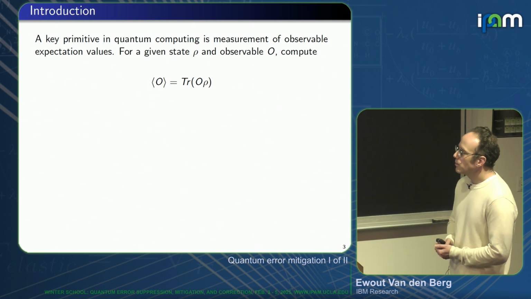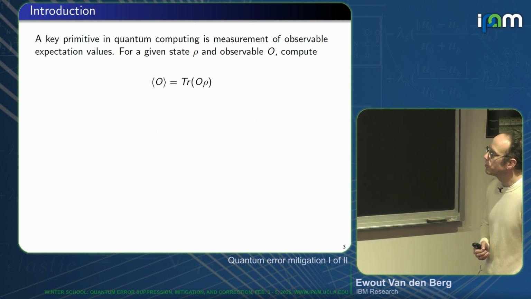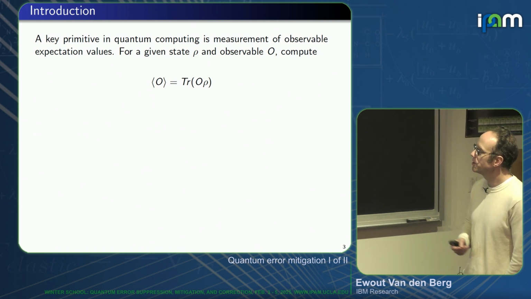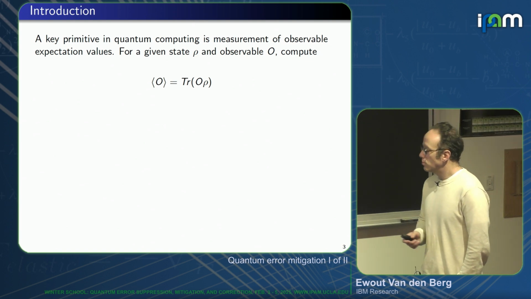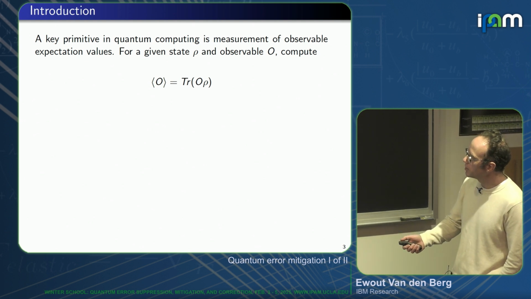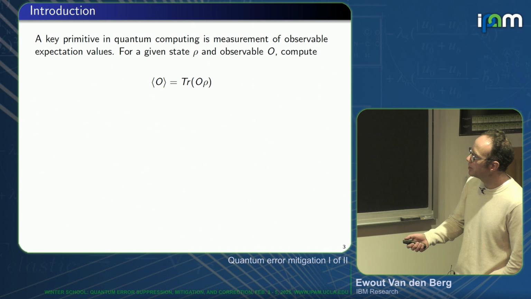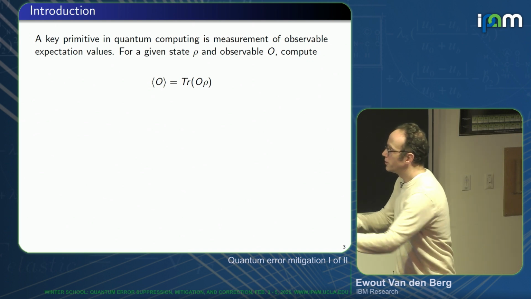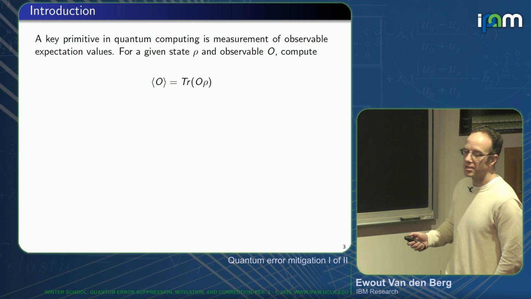Okay, so one of the key primitives of quantum computing is to measure an observable value, the expectation value of an observable. So for some given state rho here and an observable O, what we want to calculate is the expectation value, which is given by the trace of the observable with the state.